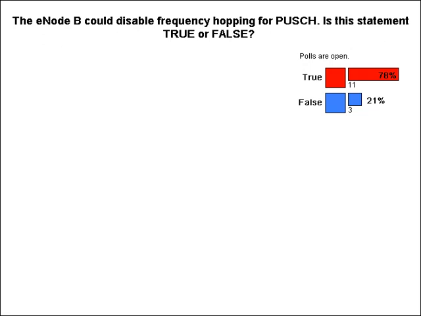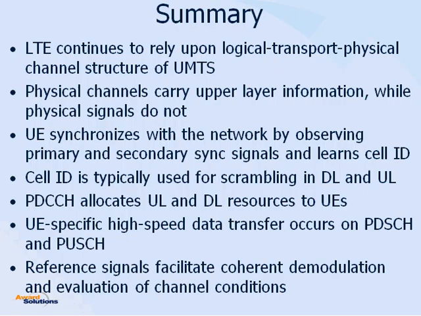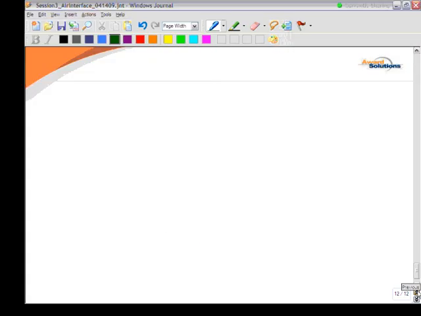So it is correct. It is up to the eNode B whether it wants to use frequency hopping or it does not want to use. eNode B is always in charge. What I wanted to do is just spend maybe about 3-4 minutes and summarize all the channels that we have, and how we use those channels.